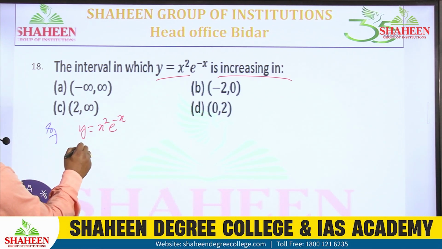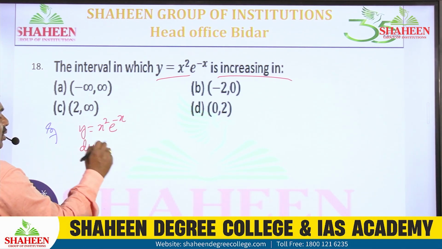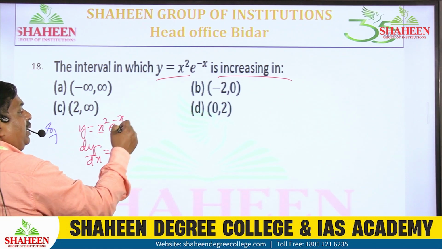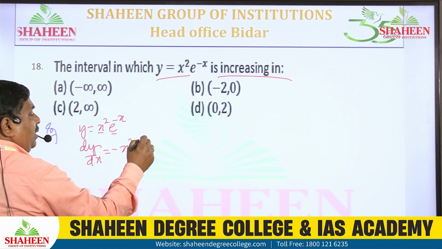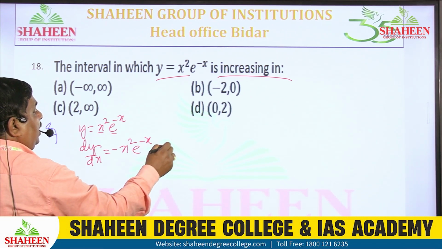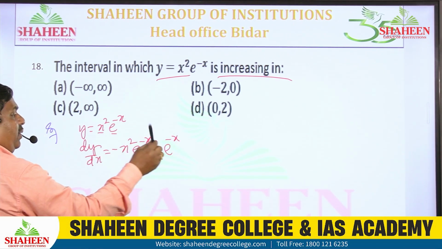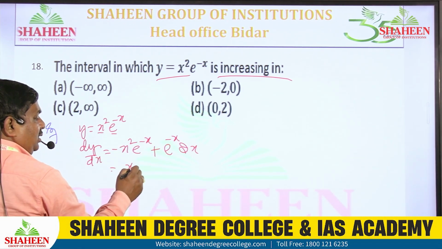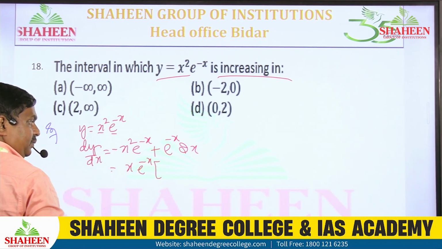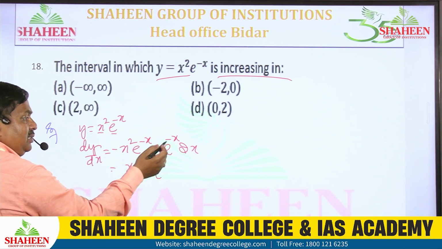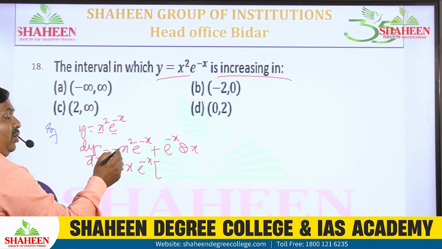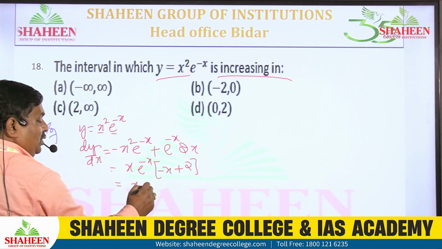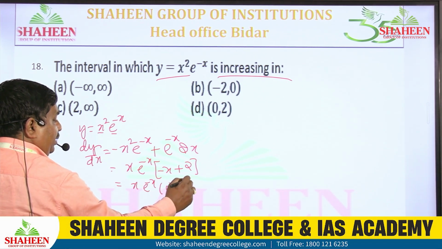Let us differentiate this. dy by dx is equal to, we can apply here the u into v formula. x square as it is, e power minus x derivative is minus e power minus x, plus e power minus x as it is, x square derivative 2x. In these two terms, x e power minus x is common. Remaining here one more x, that is minus x plus 2. So this becomes x into e power minus x into 2 minus x.